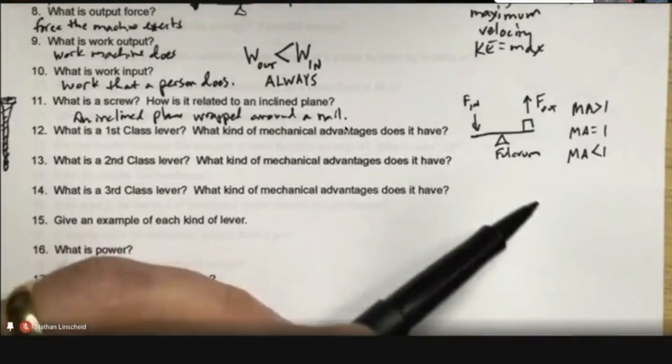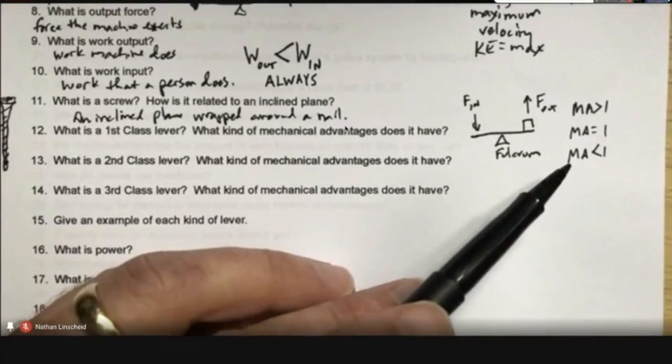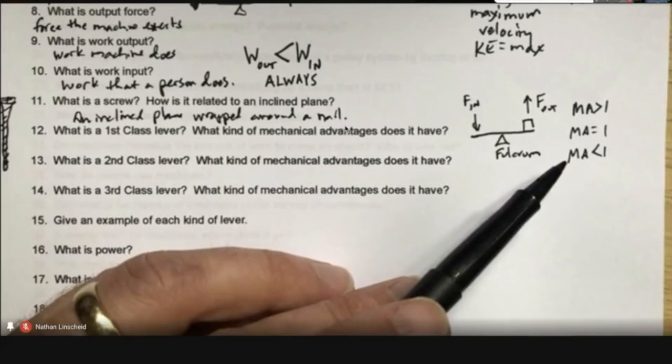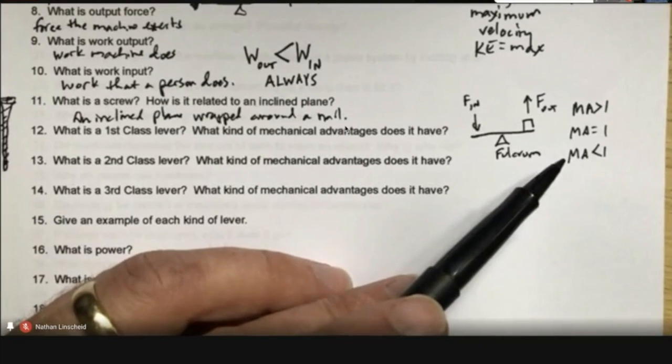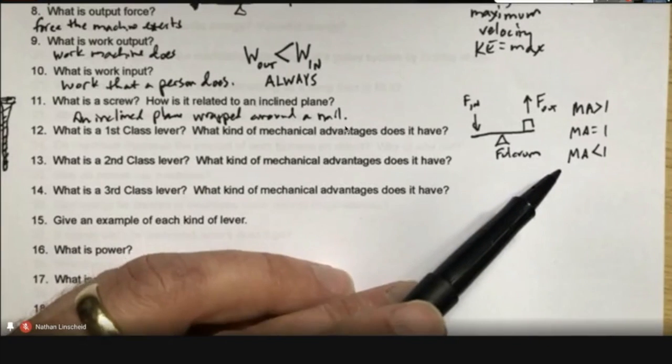I would recommend checking out that video that went along with the mechanical advantage of, I'm sorry, the lever video. That would have been back in the lever or the simple machines category on Classroom.